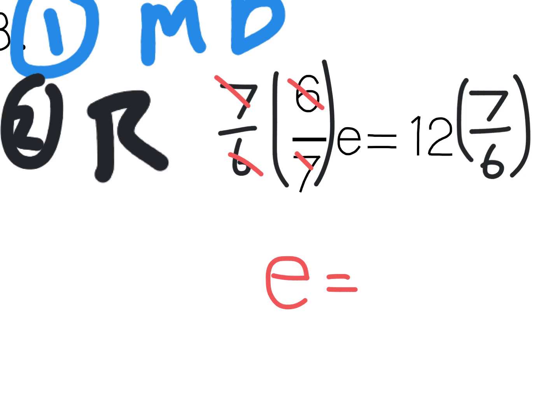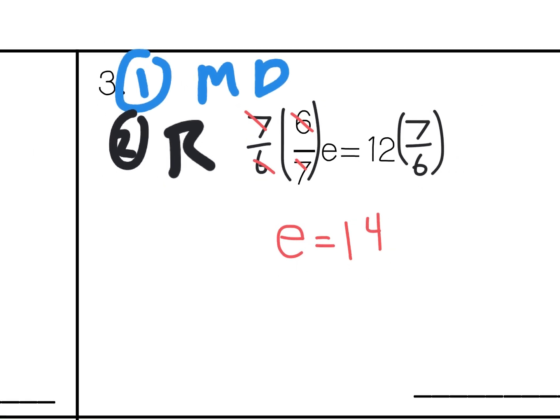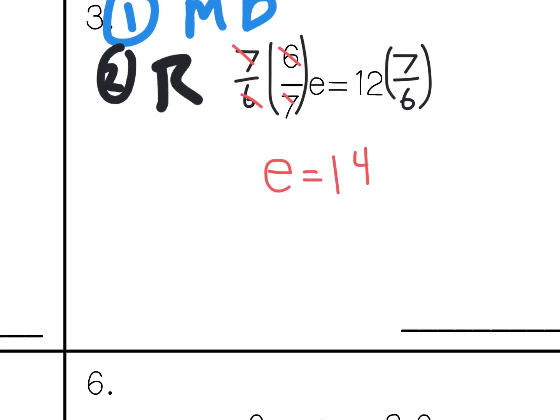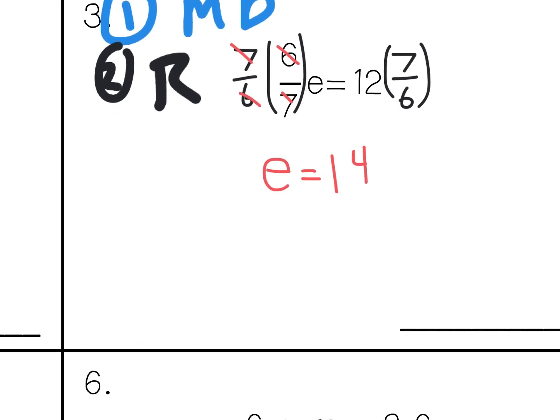And then use the parentheses. Yep, 7 divided by 6. 14. Good. So, you get 14. Now, once again, we want to plug this in to verify that that's correct.